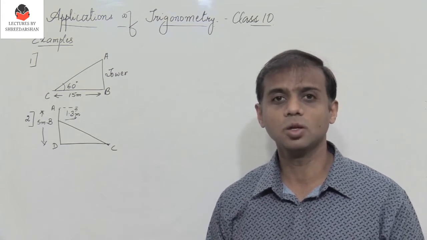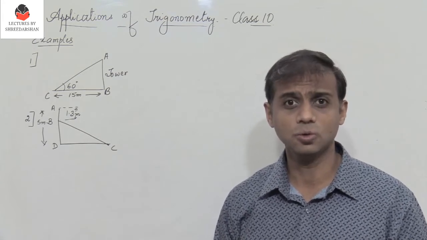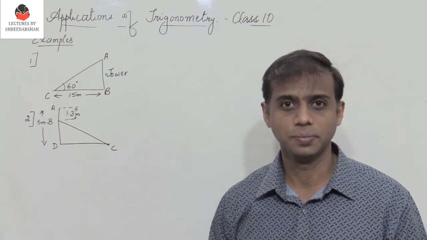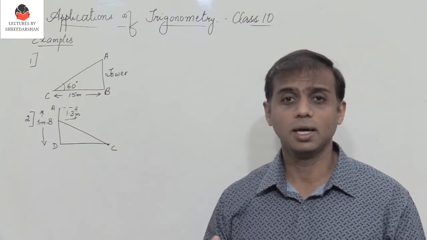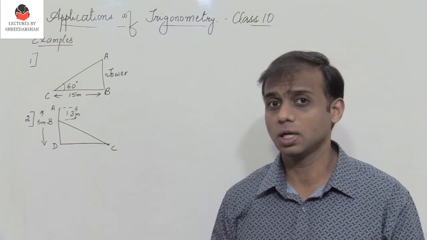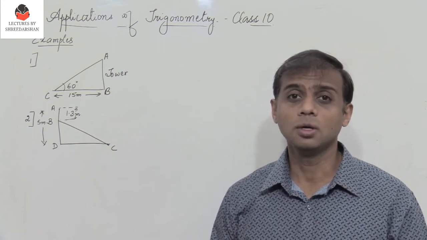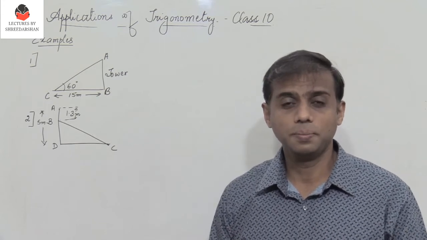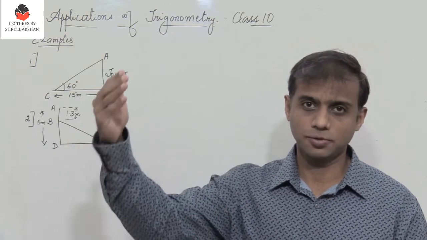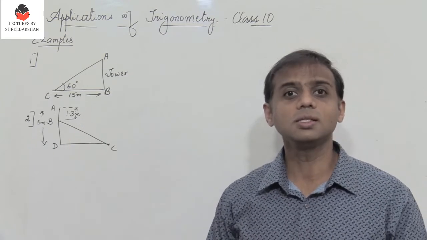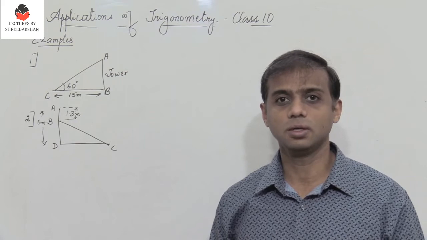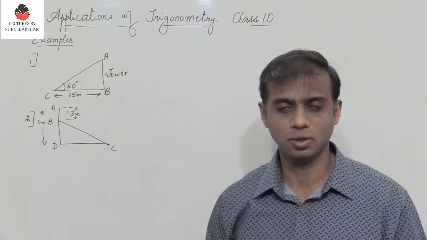So we know that trigonometry can actually be used to find heights and distances. Say you want to find the height of a building, the height of a tower, or you want to know how far an object is placed from a building or from a tower. All these things can be found very easily using the fundamental principles of trigonometry.